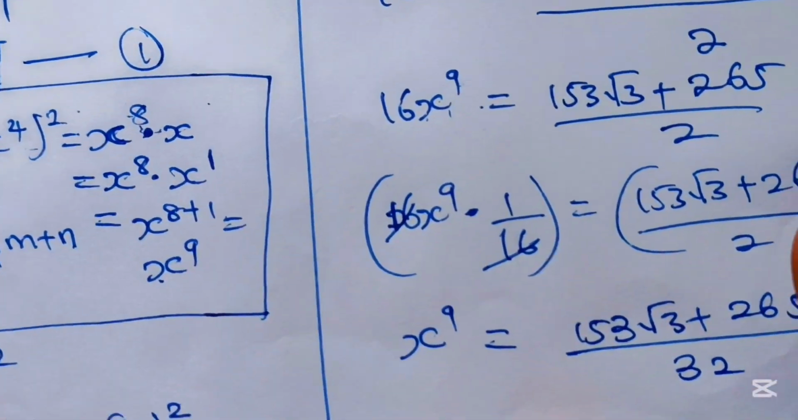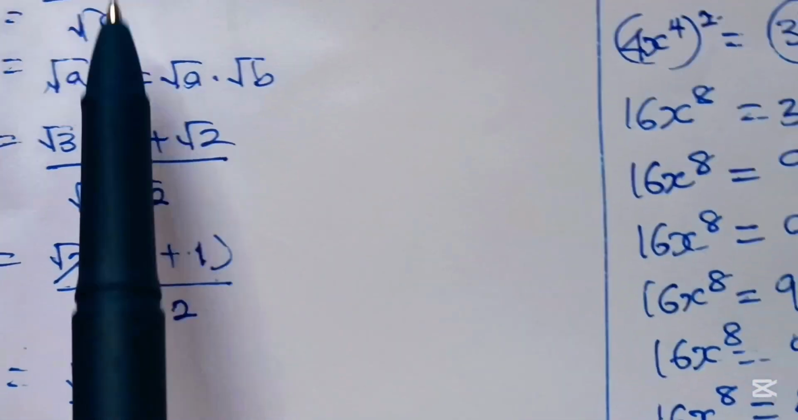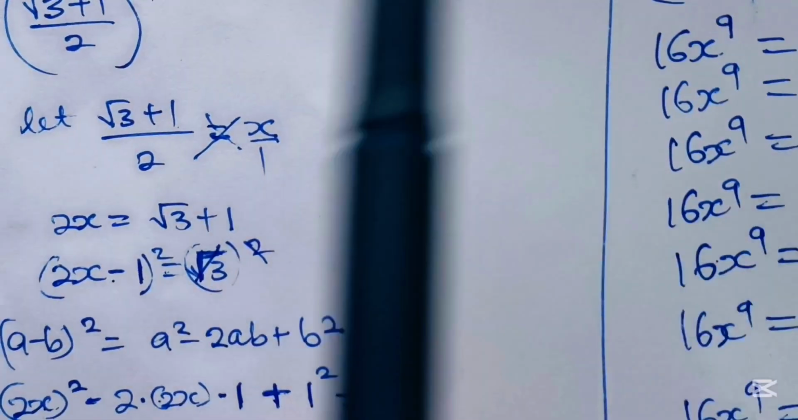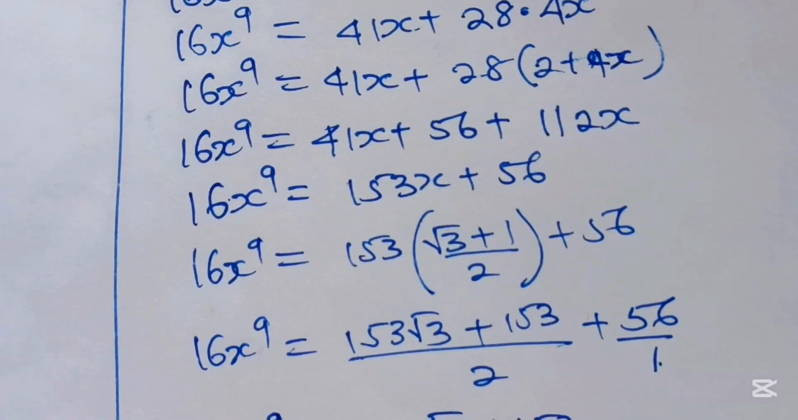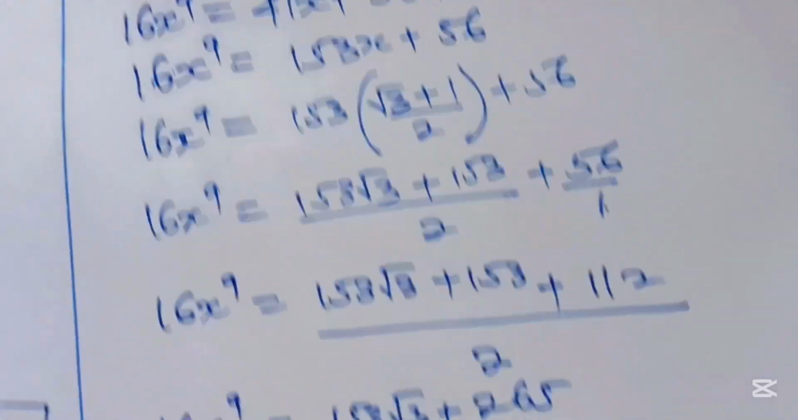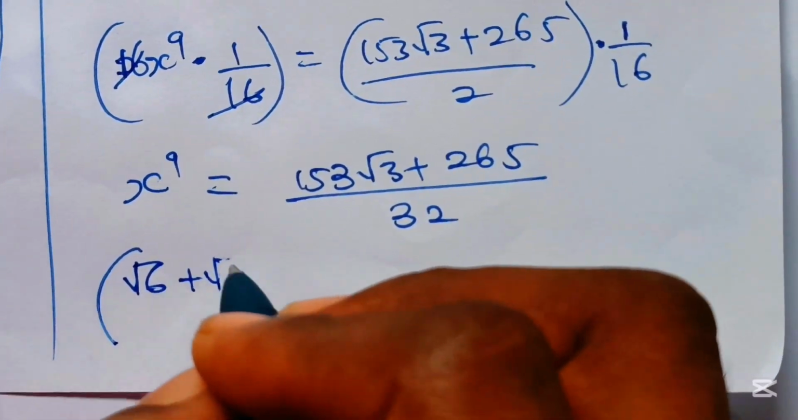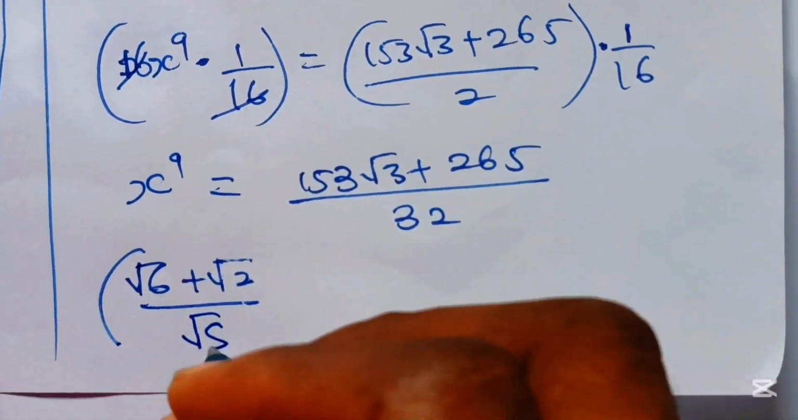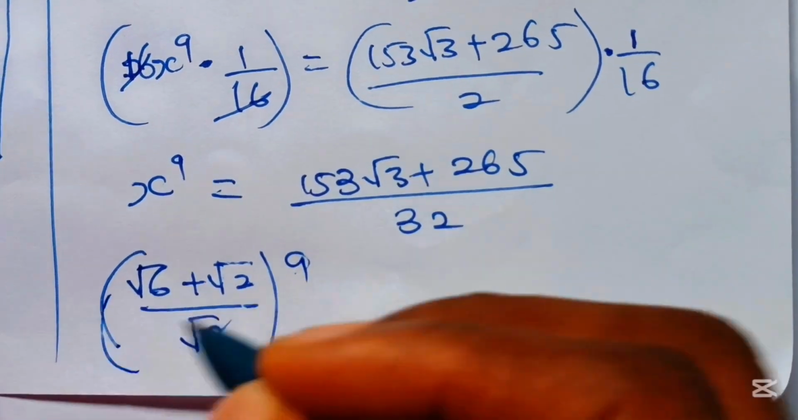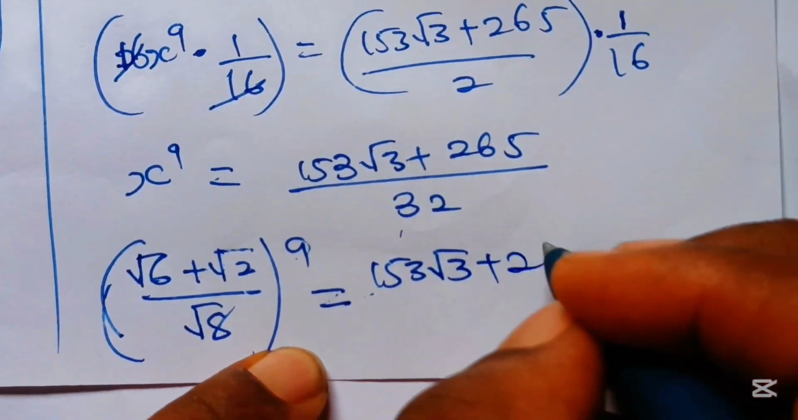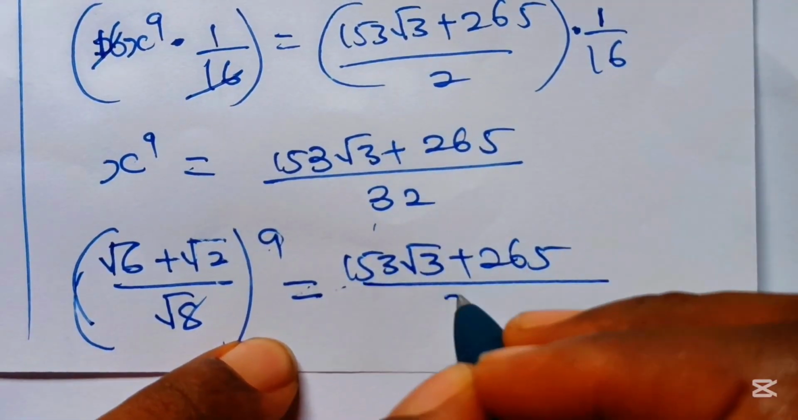Now let's substitute our x back. Recall that our x is what? This is the original x that we reduced or simplified to this. So that is what we are going to use, the original one, so that it will relate to what we are asked to solve. So square root of 6 plus square root of 2 divided by square root of 8 raised to the power of 9 is equal to 153 root 3 plus 265, okay, divided by 32.